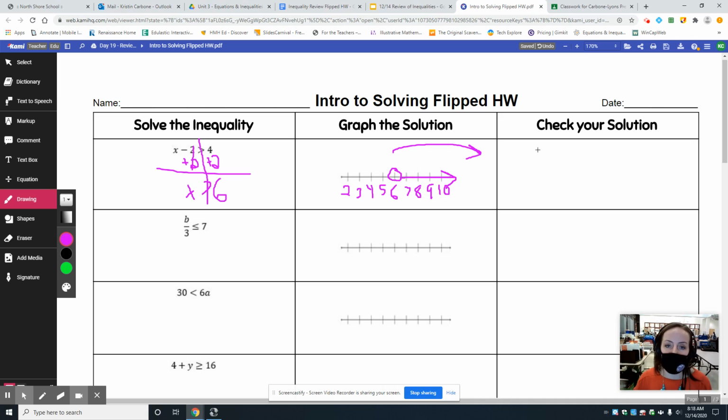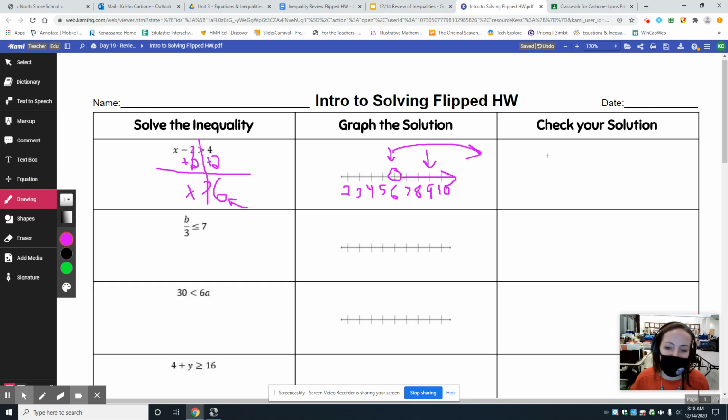Now, the trick to checking an inequality is not using the actual answer you got, because you will forget that if it's not equal to, 6 is not a possible solution. You have to choose a different number. So choose a number that is highlighted by your arrow versus the one that is circled or filled in.